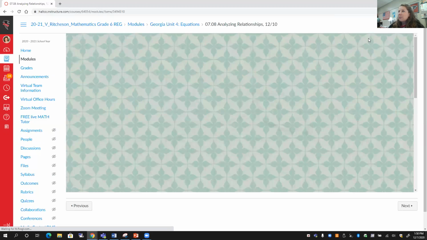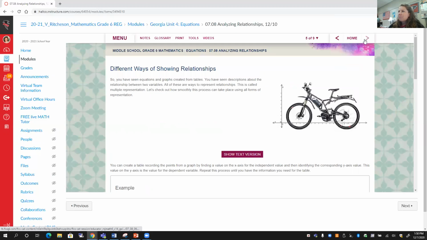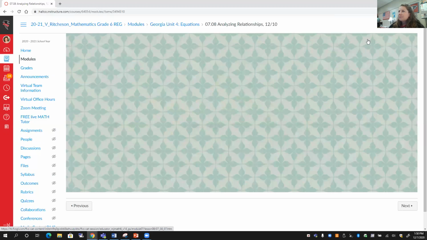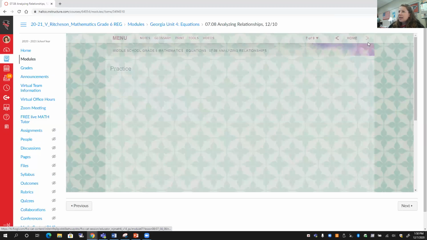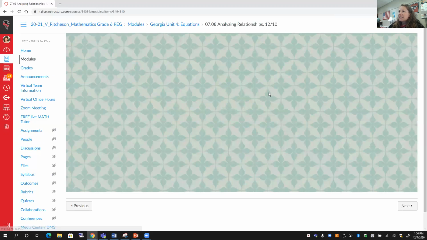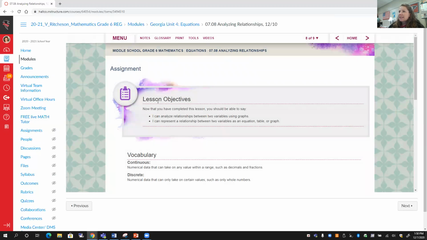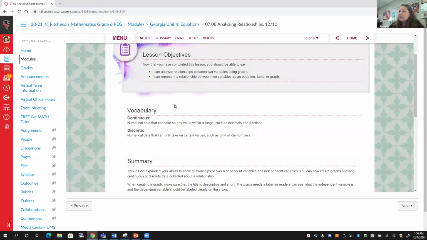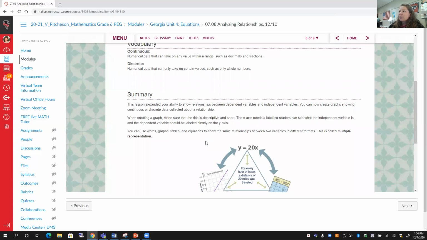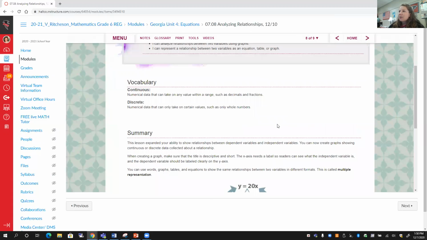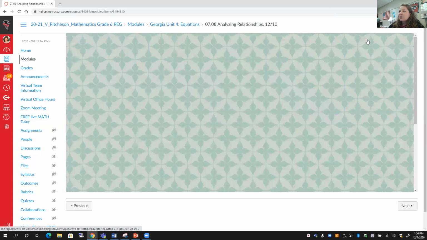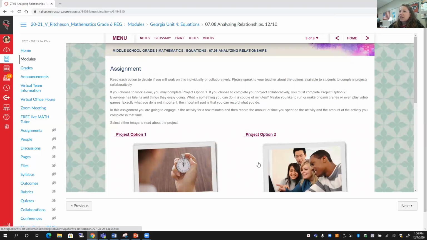And then when you get to page 9 of 9, let me get there. So page 8 of 9 is going to sum up this little lesson. It's going to say, did you meet these objectives? Here's your vocabulary. There's the summary, and it looks like you're finished. But if you go forward, it's going to give you 2 project options. One is independent, and the other is when you work with someone else. All right, so you can look at that. That's fine.